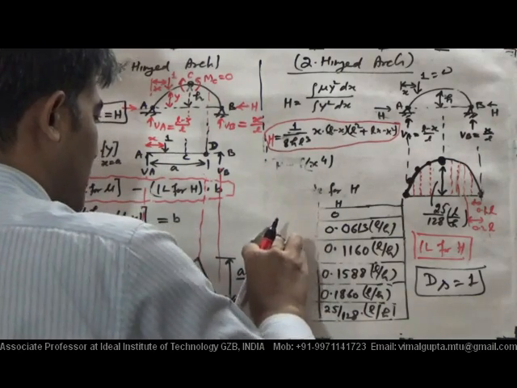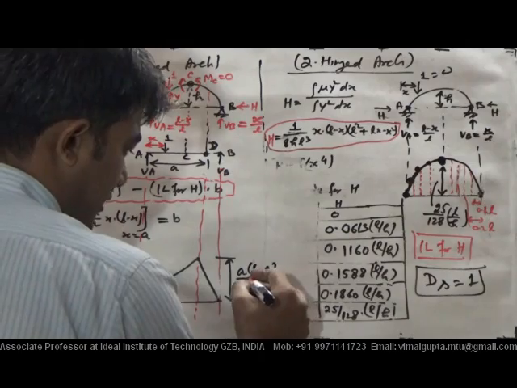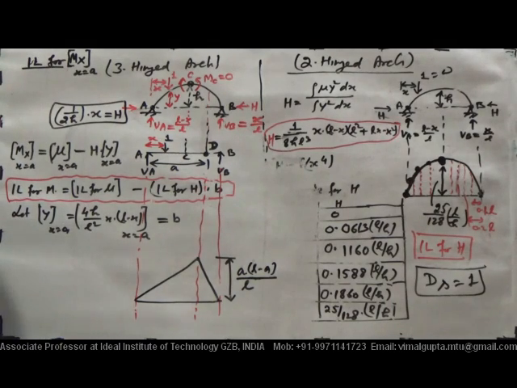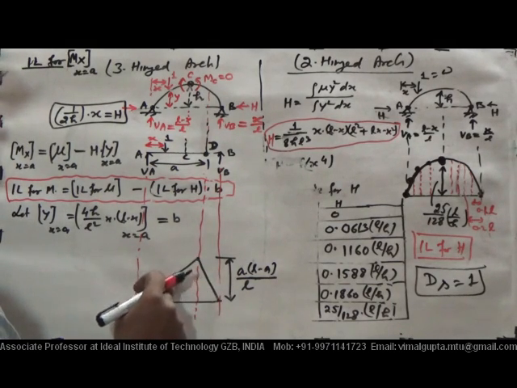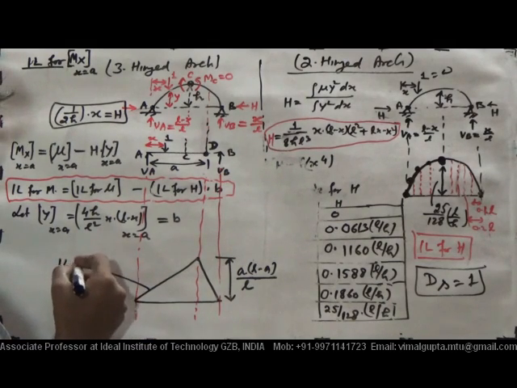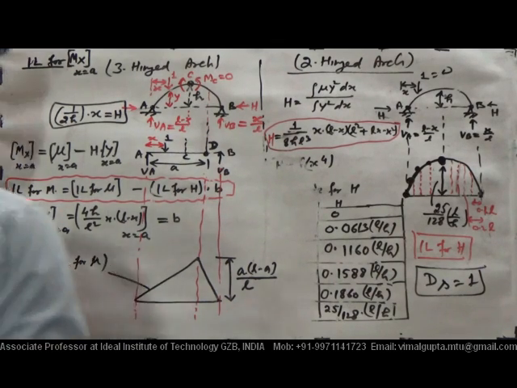And b is basically L minus a; I am not writing b, because it would be confused with the support. What is this? This is the IL for mu.